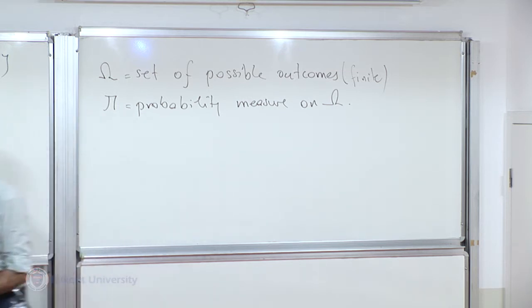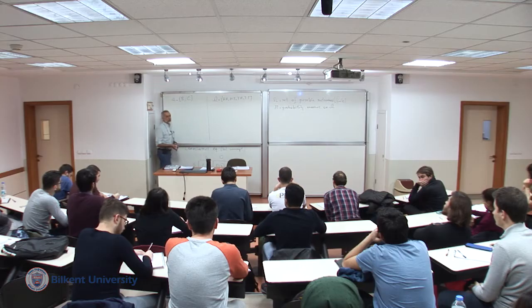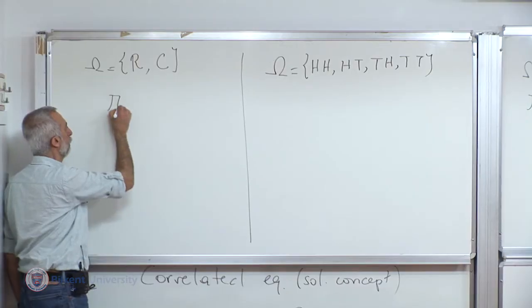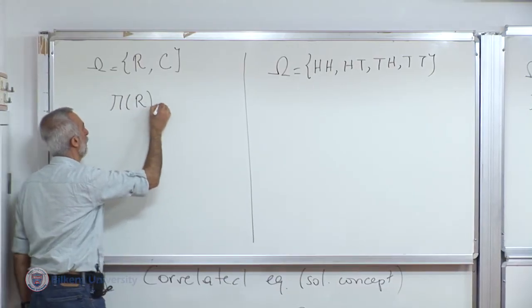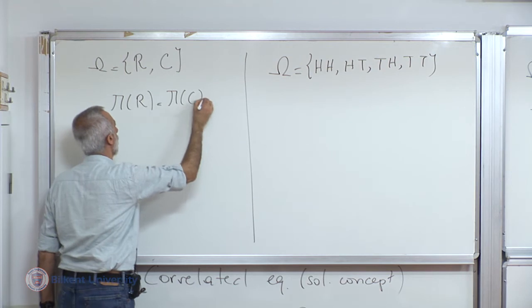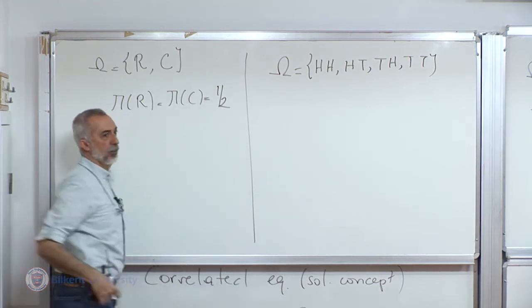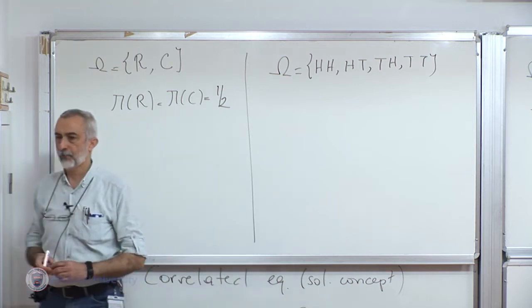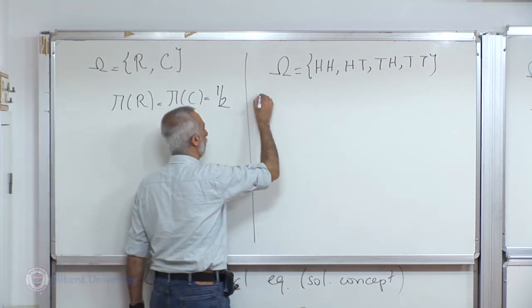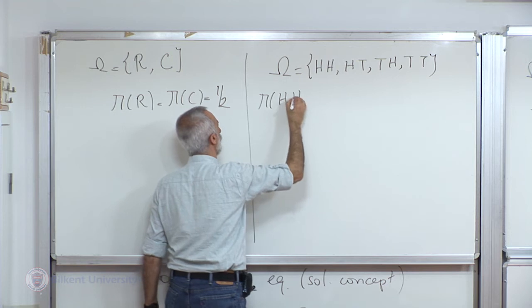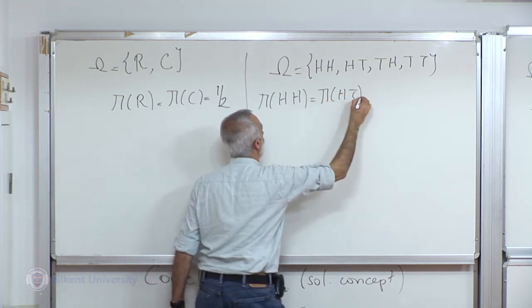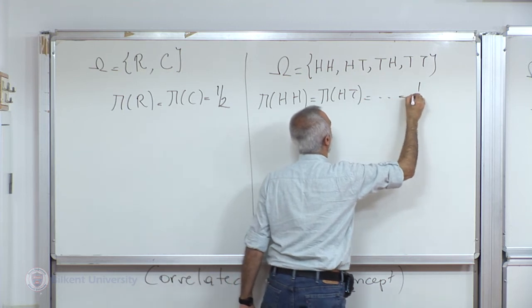So here, for example, well, it's spring, the probability of rain is equal to the probability of a clear sky. So we can say that, okay. Well, here we said that's a fair coin. So the probability of head-head is equal to the probability of head-tail. Well, they're all equal to 1/4.